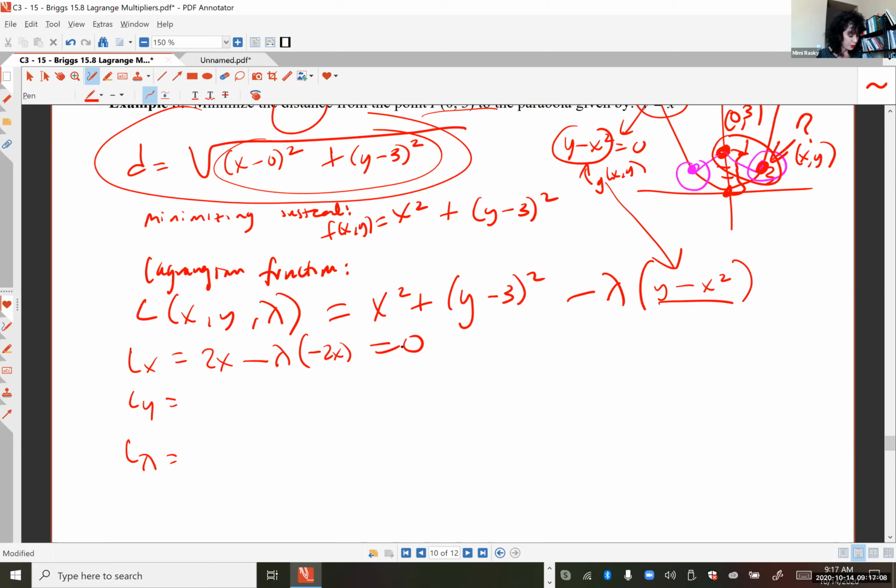And then get the partial with respect to y. I'm going to use the chain rule. 2 times the quantity y minus 3 to the 1 times 1. Okay, minus lambda times the derivative of y minus x squared with respect to y, but that's just 1, and set that equal to 0. And then, of course, take the derivative with respect to lambda. That's just going to be negative the quantity y minus x squared equals 0, and that's the same as your constraint. Fine.